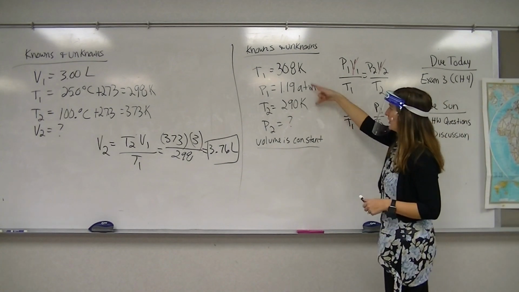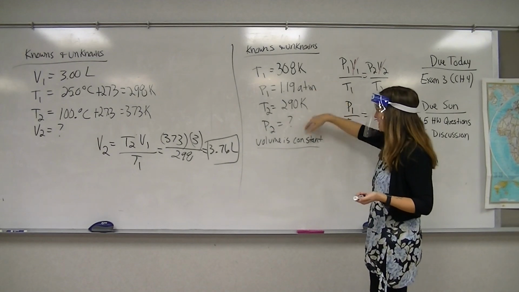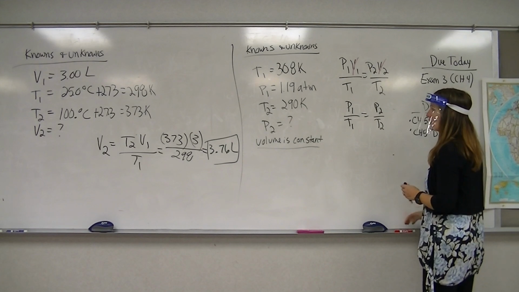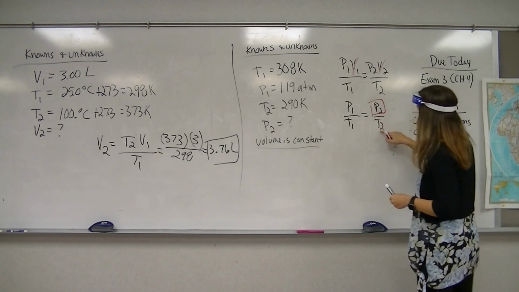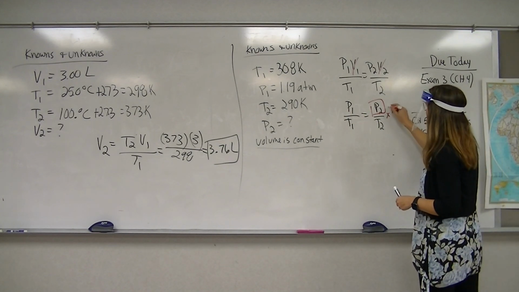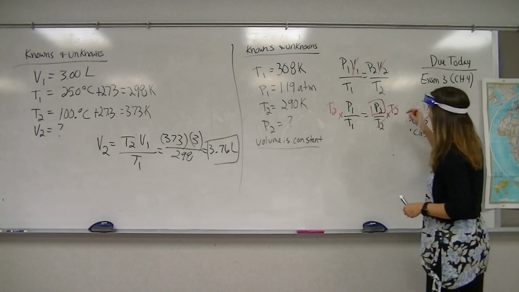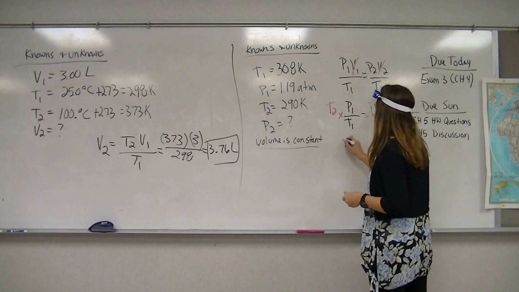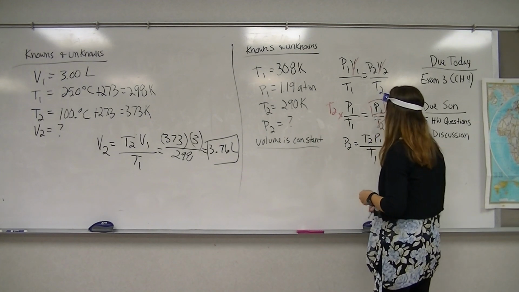My temperature is already in Kelvin, so that's good. The pressure doesn't matter as long as the units are going to be the same. So let's go ahead and rearrange this equation. We're trying to solve for P2, correct? Yes. So I need T2 to get on the other side of the equation. To do that, I multiply by T2. T2 divided by T2 cancels out on this side, and my equation becomes T2 times P1 divided by T1.